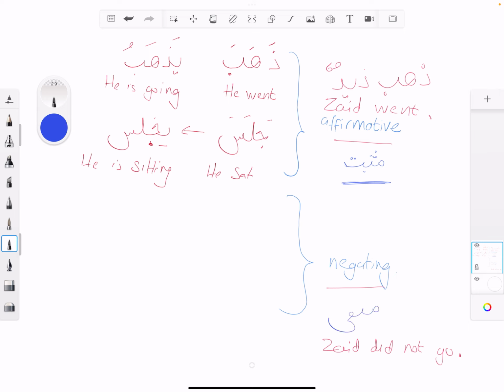Manfi is the opposite, to negate something. So you have musbat and manfi. Musbat means to affirm something, and manfi means to negate something, that it didn't happen, it's not going to happen, whatever the translation may be.